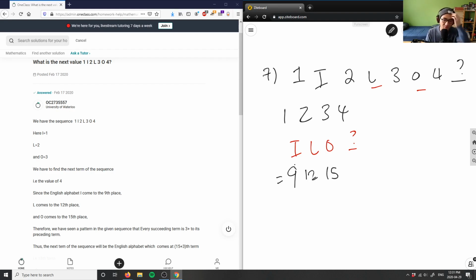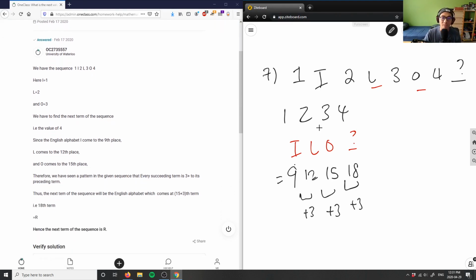And finally, I'm looking at first differences to find out what letter would belong here, right? So if I have the 9th letter, then the 12th and then the 15th, I definitely see a pattern. It's increasing by 3, right? So 15 plus 3 would give me the 18th letter of the alphabet. After O, so O, P, Q, and then R would be my solution here. So the solution here is R. So this solution is correct, right? Because R is the 18th letter of the alphabet.